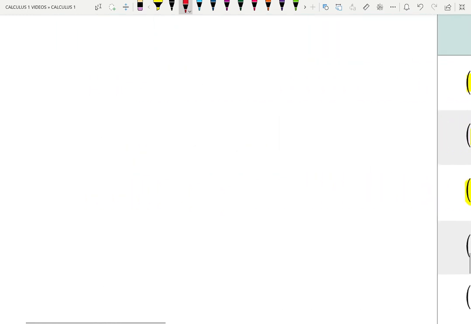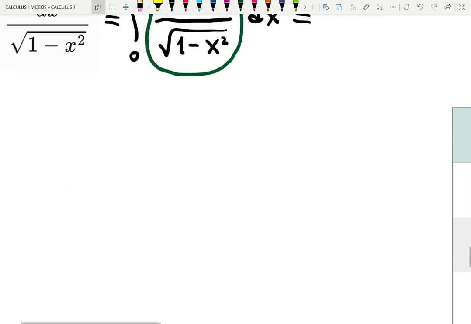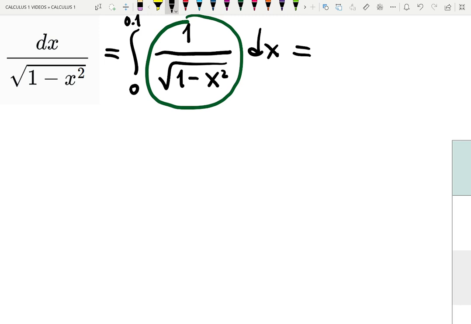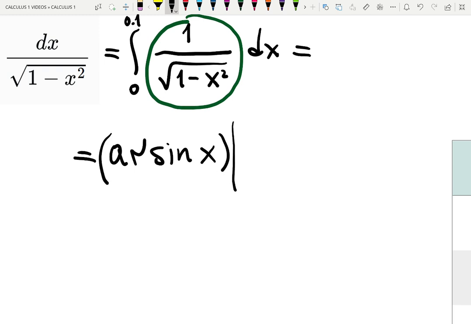is inside of the integral. So let's write it down. The result of this integration will be arcsine of x. And now put parentheses, and instead of plus C, you put a bar, from 0 to 0.1. You don't have to grab your calculator, put it back.